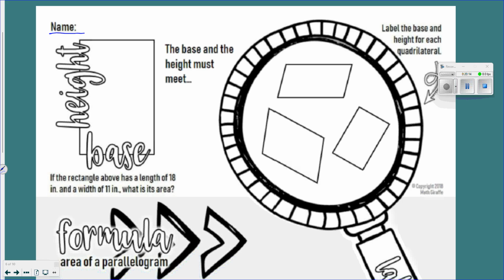So we've already talked a little bit about this, but when we are working with parallelograms and rectangles, the base and height must meet where? What did we just say? The symbol shows where they're going to meet. Where? So, at the right angle.